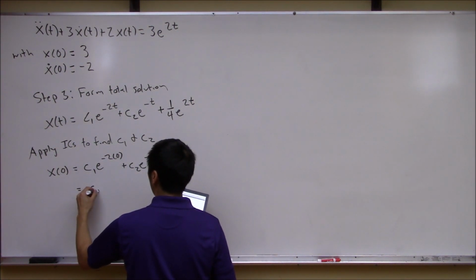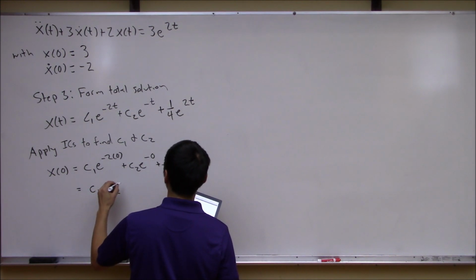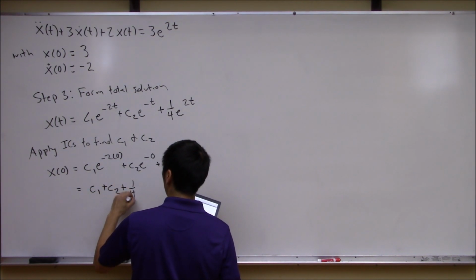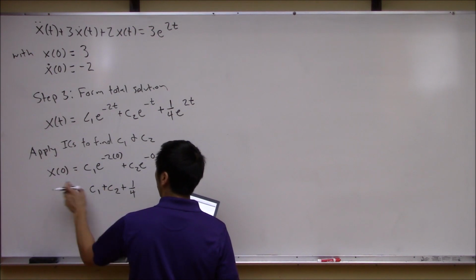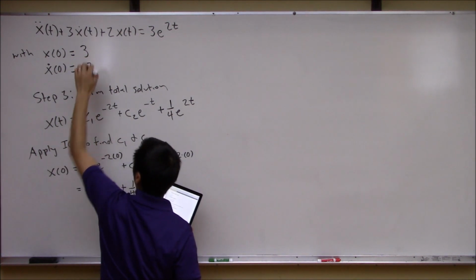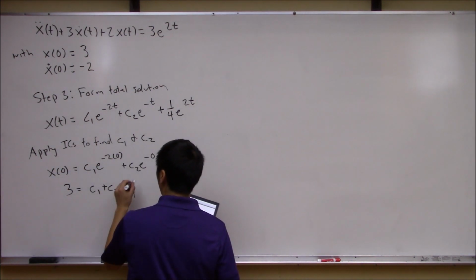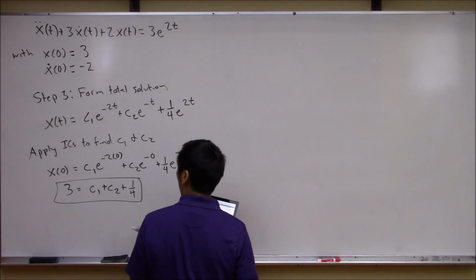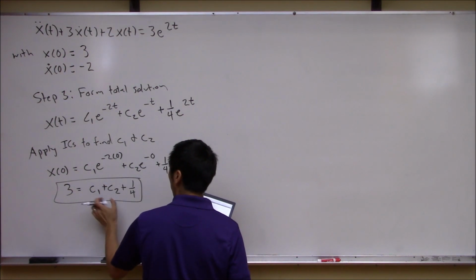So this is now C1 plus C2 plus 1/4, and that is equal to x0. Well, what is x0? That is 3. Great, so box this up. Here is one equation for two unknowns.